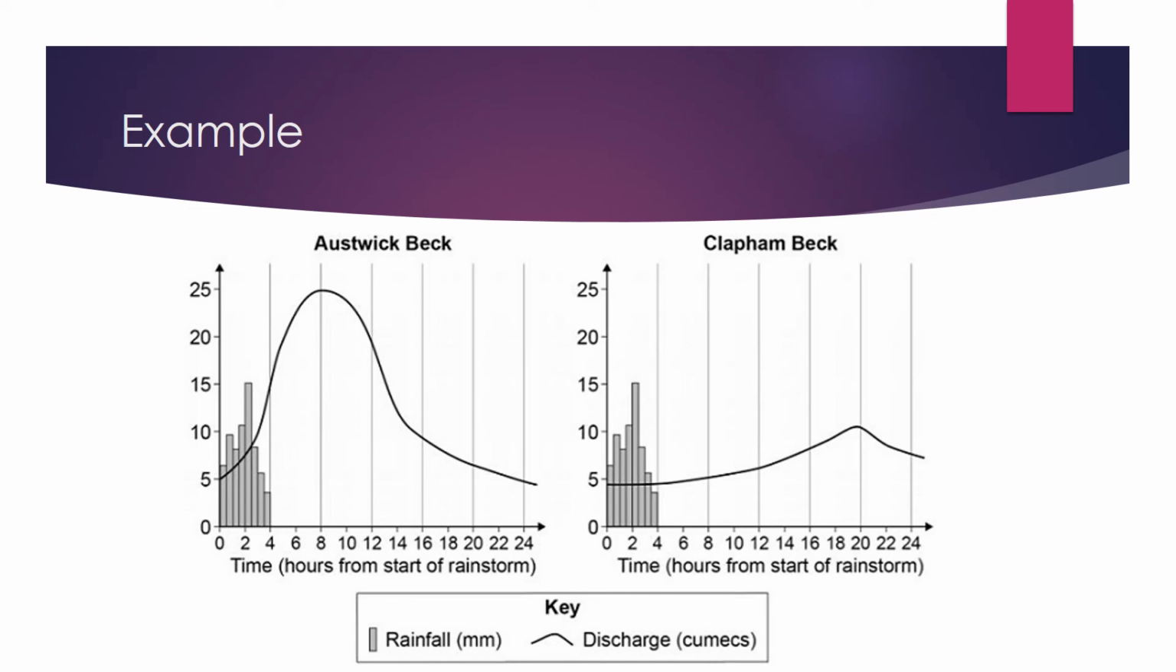On the other hand, Clapham Beck could be an area where there is permeable rock, a forest with plenty of trees, or an area of fields or grassy areas. Again, if you're unsure why, have a look at the causes of floods video.